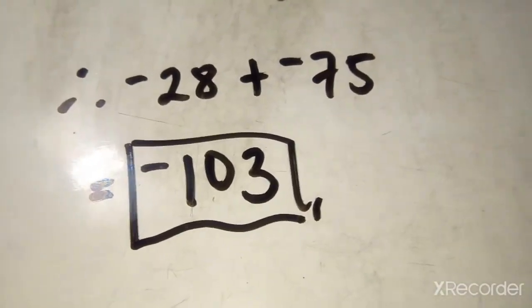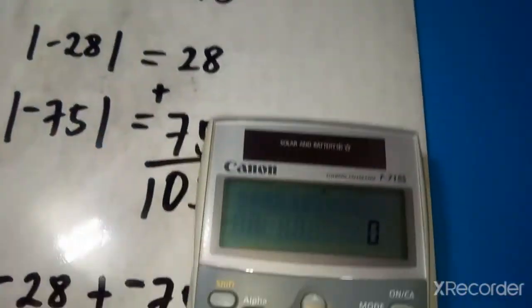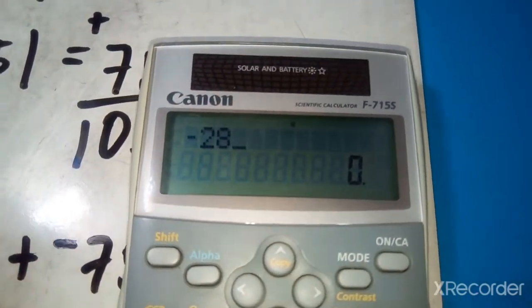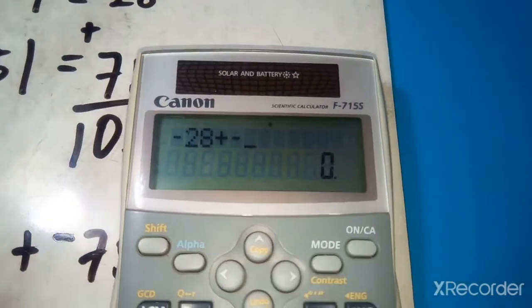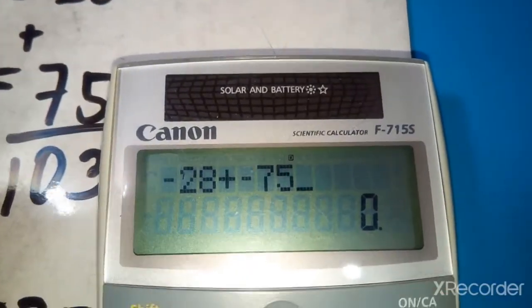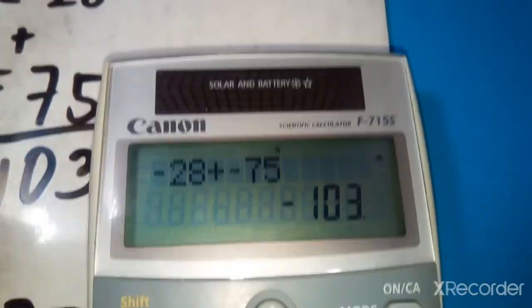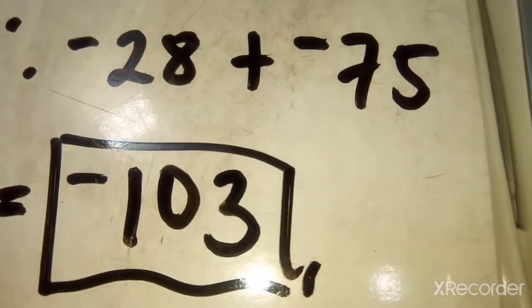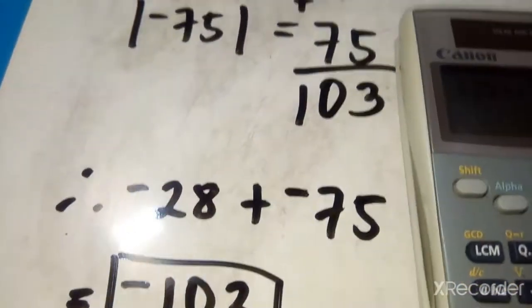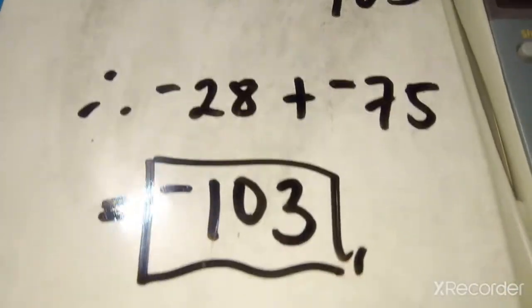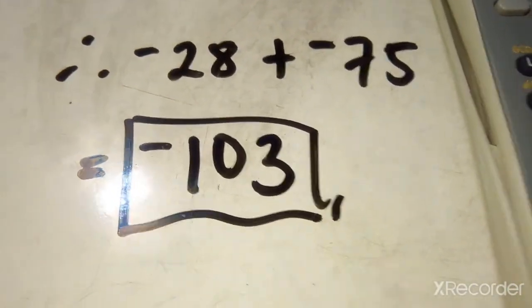Okay, so let me check using our calculator again. So it's negative 28 plus negative 75. Okay, so it equals negative 103. So therefore, the sum of negative 28 and negative 75 equals negative 103.